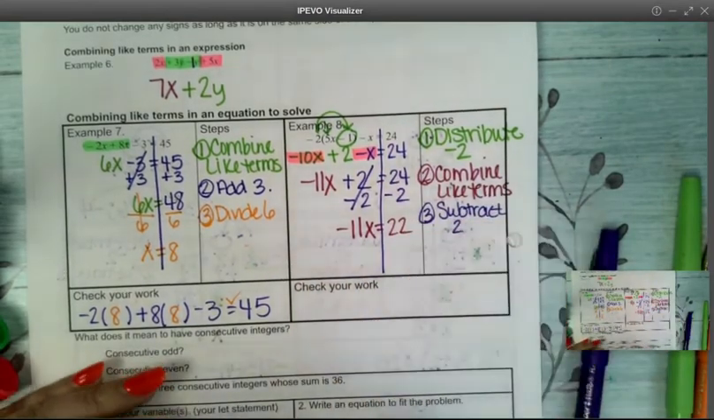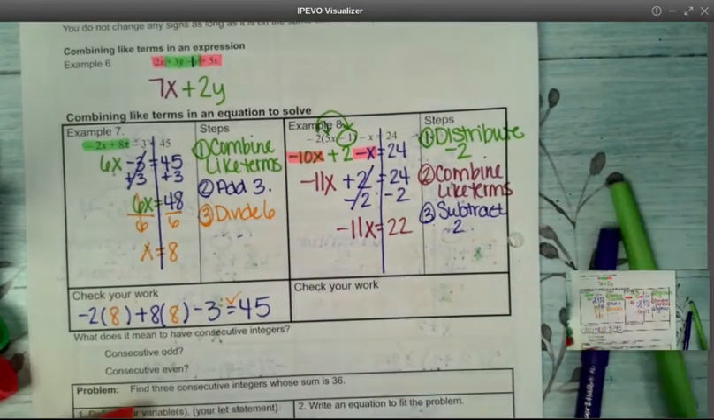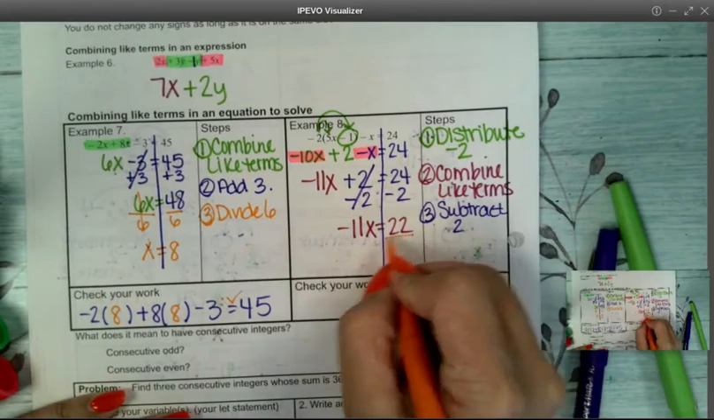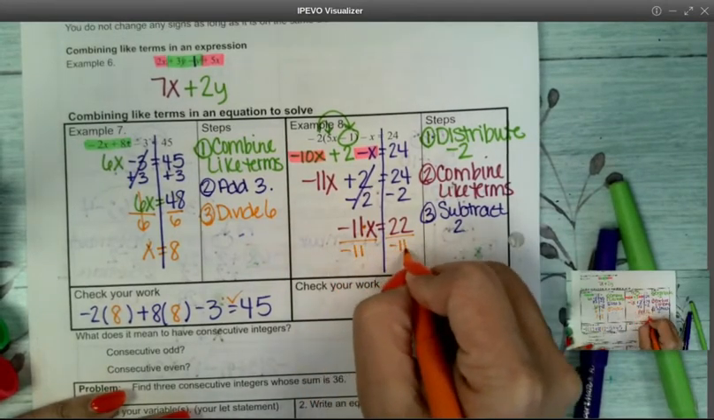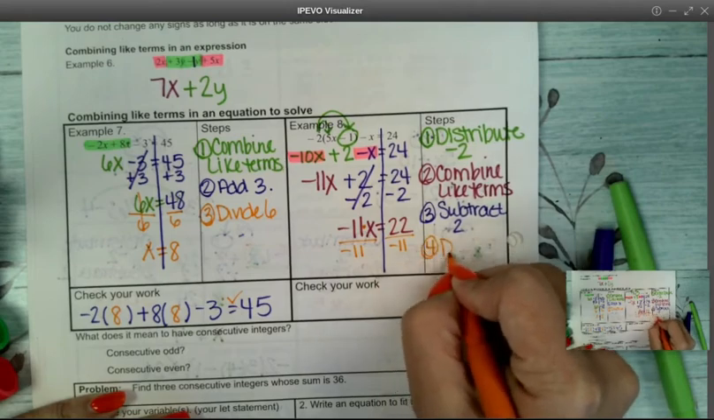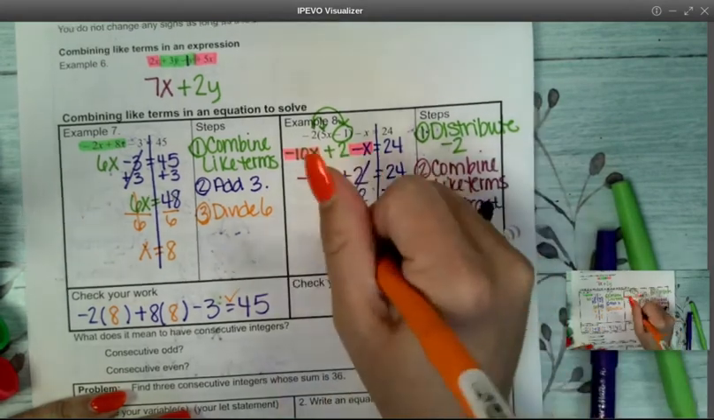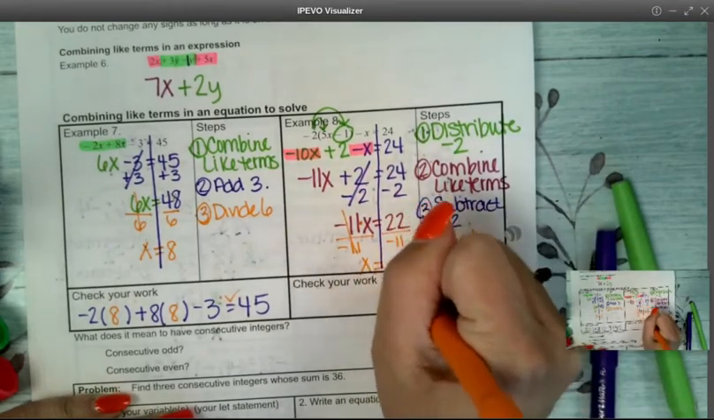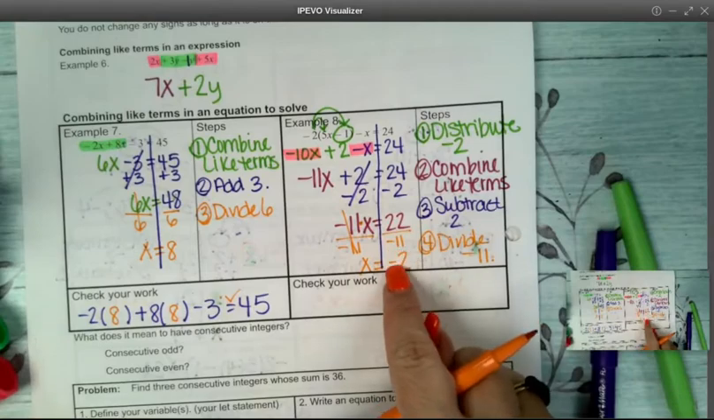Now remember what our goal is. Our goal is to always get that x by itself. So now I'm going to get rid of the negative 11. In order to get rid of the negative 11, it's being multiplied. So I'm going to divide by negative 11. So that's step number 4. Divide by negative 11. When I do that, I get x is equal to negative 2. Remember to watch your signs. A positive divided by a negative is a negative.